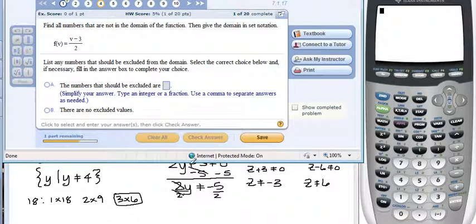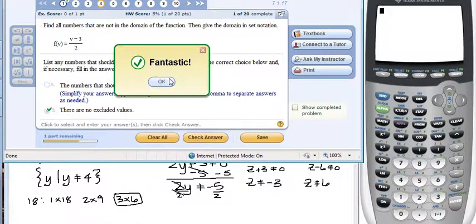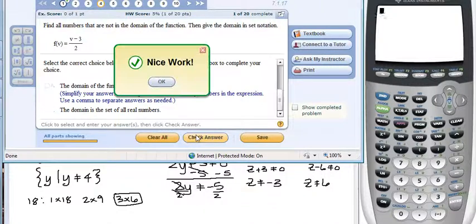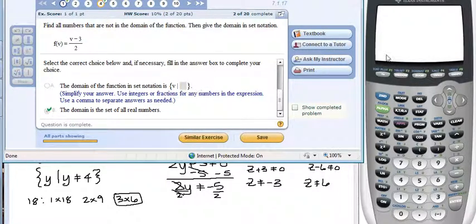What about this one? All I care about is the denominator. Is there any way that I could ever get that 2 to turn into a 0? Well, no, there's no variable down there. So it's just always a 2. So in that case, there are no excluded values. I can never get that to be a 0. I still don't have any roots, square roots or anything like that. So in translation, that means that the domain is the set of all real numbers. That means I can put anything I want in there and I won't get that error message on my calculator.